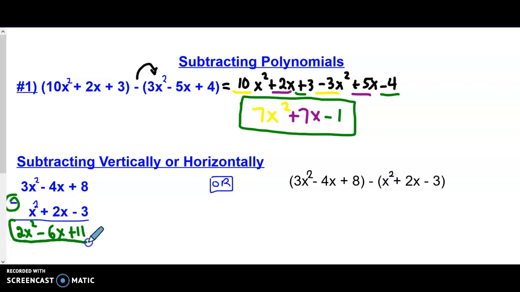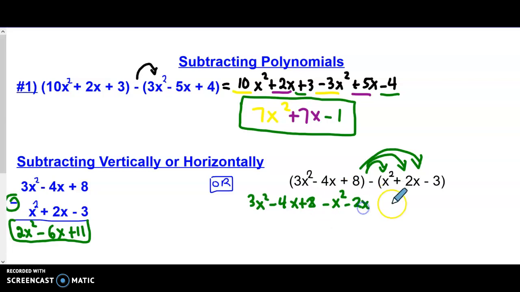It is a trinomial, quadratic because it's second degree. It's trinomial because you have 3 terms. Leading coefficient is 2. The constant, the number by itself, is 11. If I do the same thing horizontally, I need to remember to distribute the negative to everyone in the second parenthesis. So maybe you're better off to rewrite without parentheses first while distributing. Negative x squared, negative times a positive is negative 2x, and a negative times a negative is positive 3.